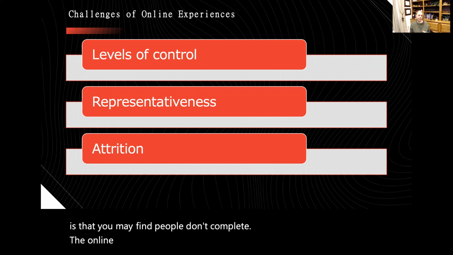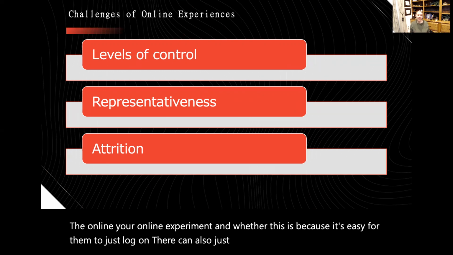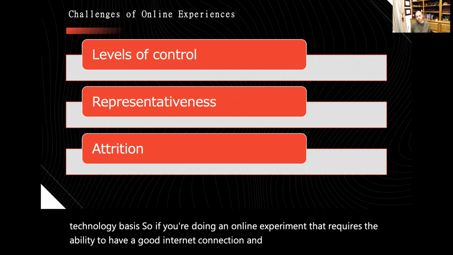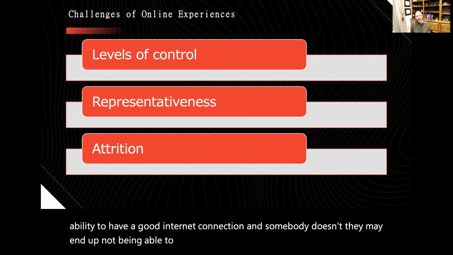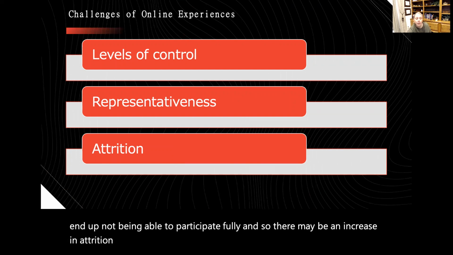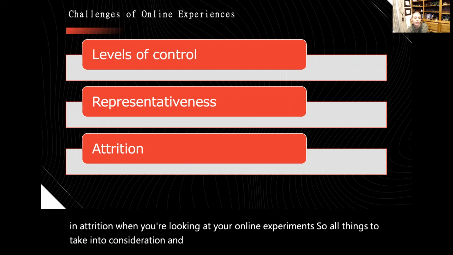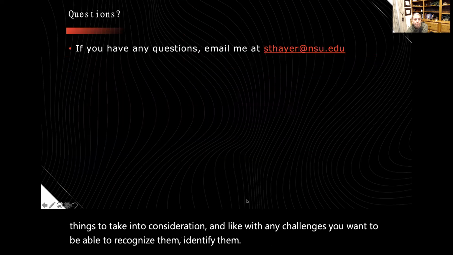And then attrition, the same thing: you may find people don't complete your online experiment, and this may be because it's easy for them to just log off. There can also be networking errors and technology issues. If you're doing an online experiment that requires a good internet connection and somebody doesn't have one, they may end up not being able to participate fully. So there may be an increase in attrition when you're looking at your online experiments. All things to take into consideration, and like with any challenges, you want to be able to recognize them, identify them, and account for them.